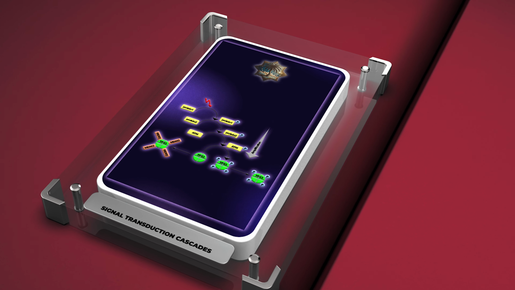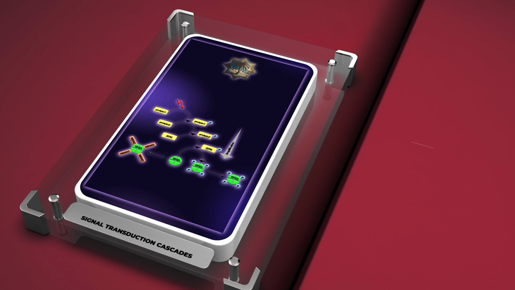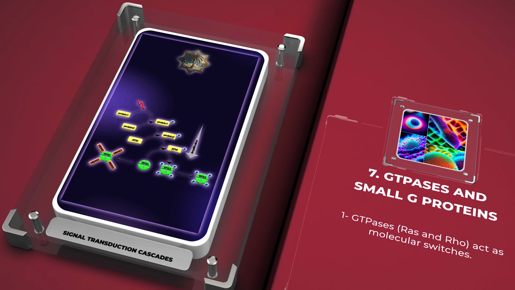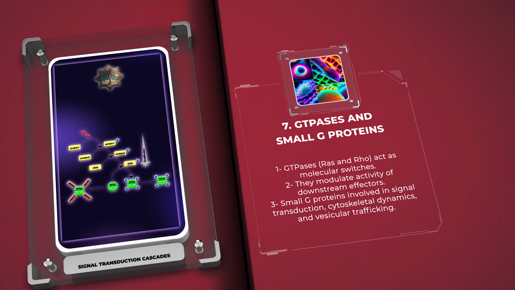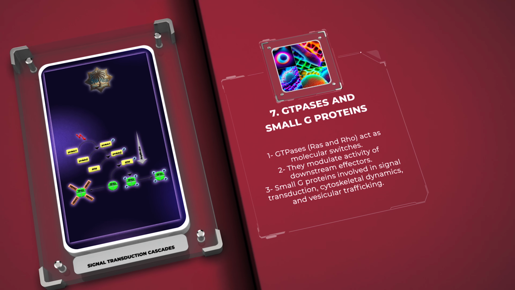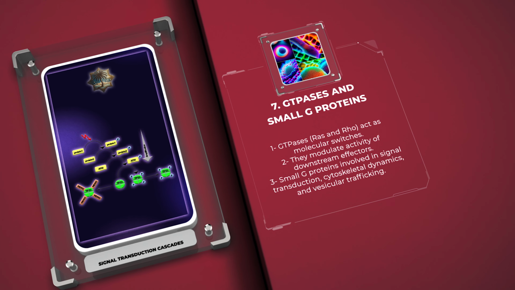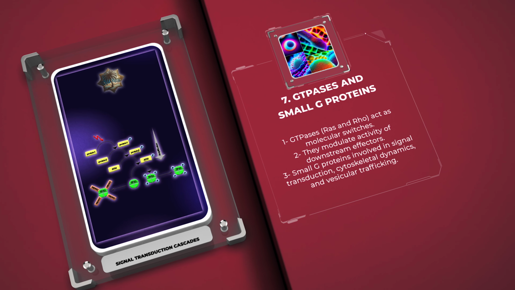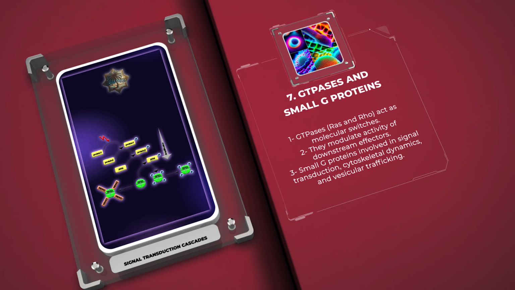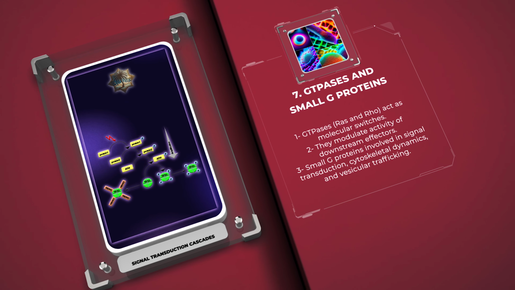GTPases, such as Ras and Rho, act as molecular switches to control various cellular processes. They cycle between active, GTP-bound, and inactive, GDP-bound, forms, modulating the activity of downstream effectors. Small G proteins, including Ras and Rho family members, are involved in signal transduction, cytoskeletal dynamics, and vesicular trafficking.